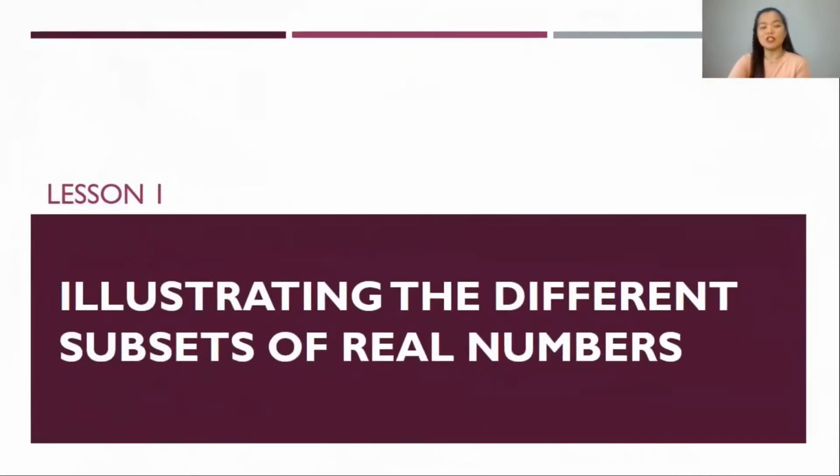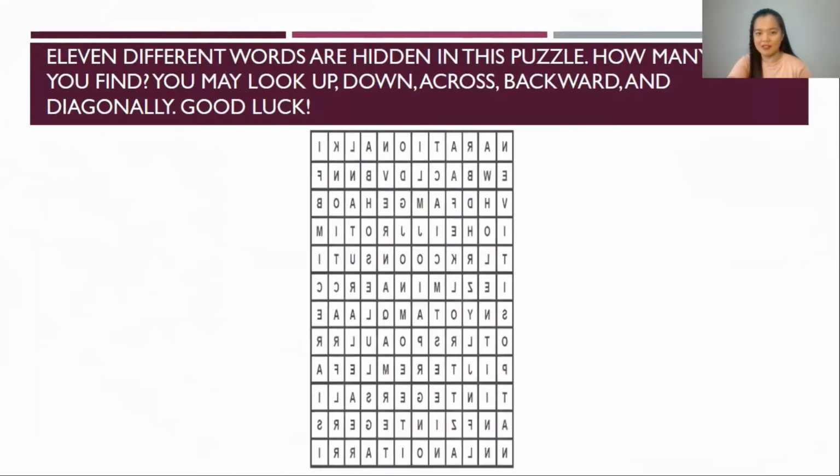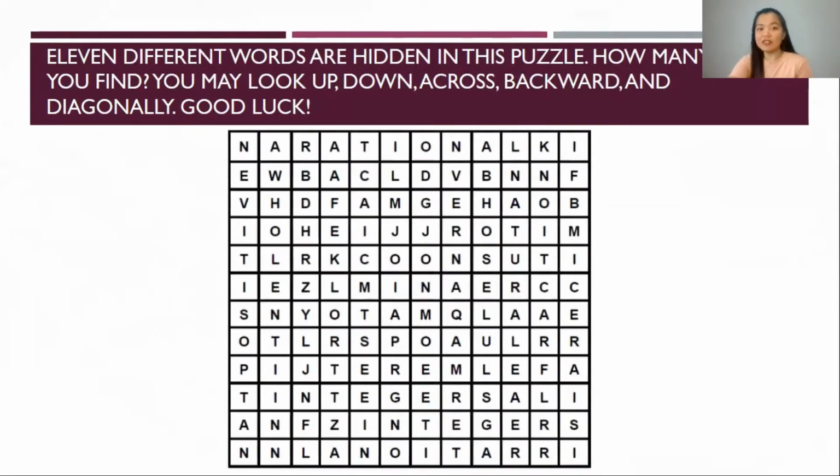So the first lesson that we are going to have in here is illustrating the different subsets of real numbers. But before we proceed to our main, let's have this crossword puzzle. 11 different words are hidden in this puzzle. How many words can you find? You may look up, down, across, backward, and diagonally in finding these words. So good luck.